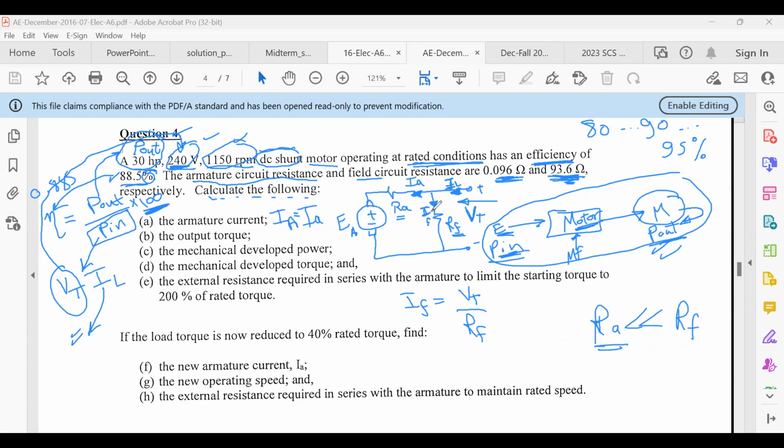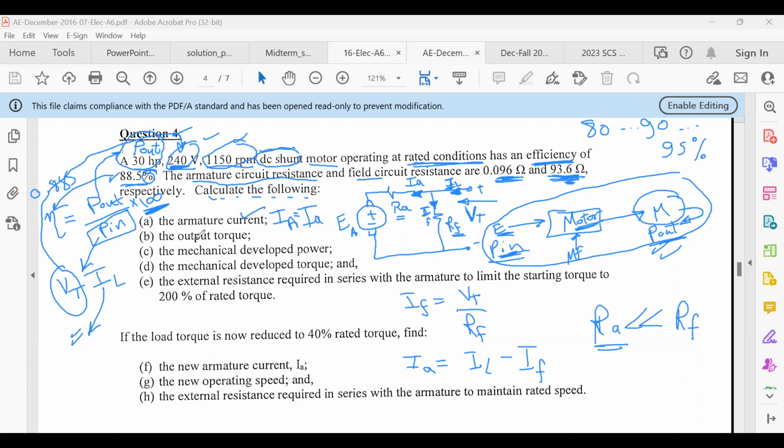So you have IL, IF. Can I calculate IA? Yes. IA equals, by KCL at this node, IL minus IF. And then you can calculate the armature current.